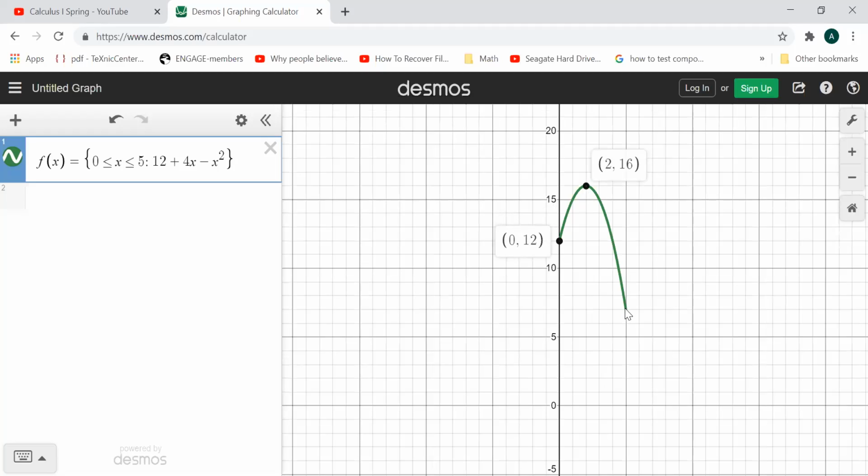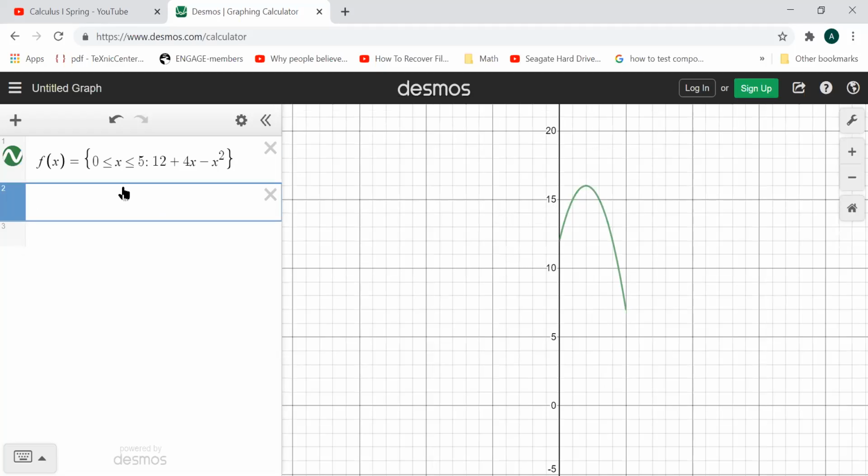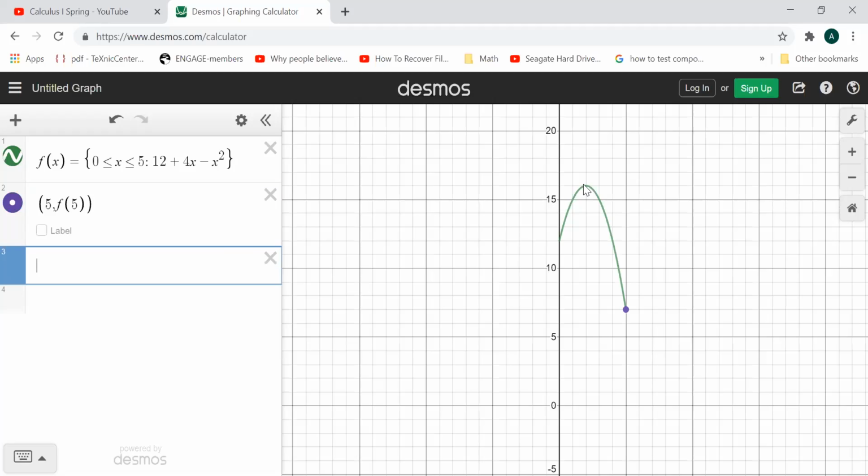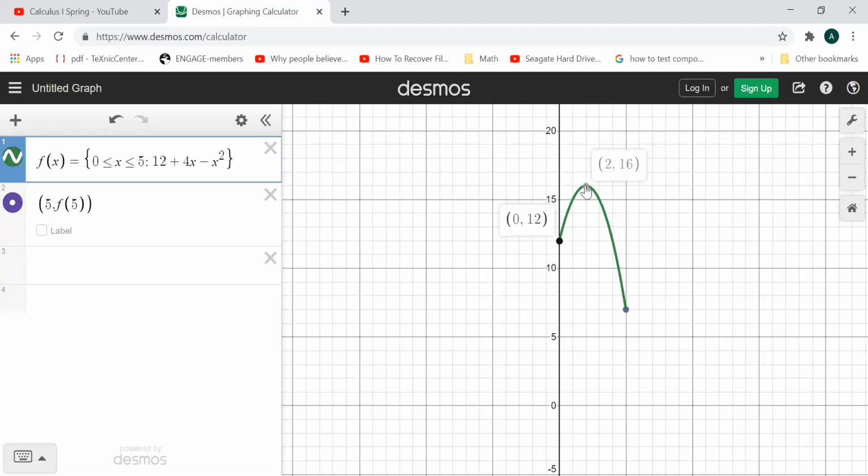Well, I'm just going to plot it there, 5 comma f of 5. There we go. So I plotted that point just to make sure that I always have it there. I'm going to put this one here on the picture and this one here as well. So we've got all the points that we need, and we just saw that there is something at 0, and the value was 12, and then there's a value at 2 and at 16, and then there's a value here at 5, and the value is 7.